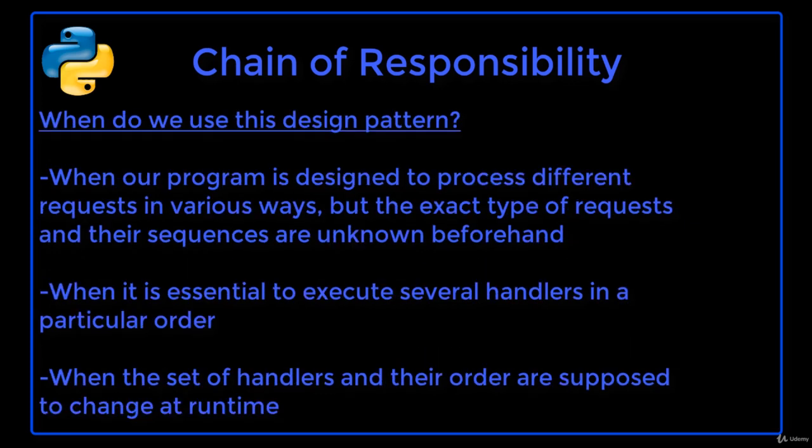When do we use chain of responsibility? This pattern comes in handy when our program is expected to process different kinds of requests in various ways, but the exact type of requests and their sequences are unknown beforehand. We can also use this pattern when it is essential to execute several handlers in a particular order, or when the set of handlers and their order are supposed to change at runtime.